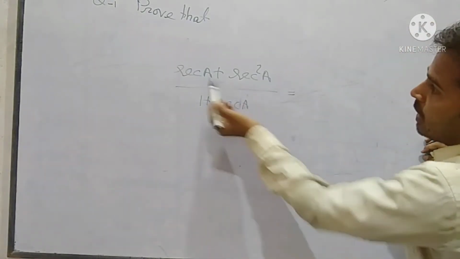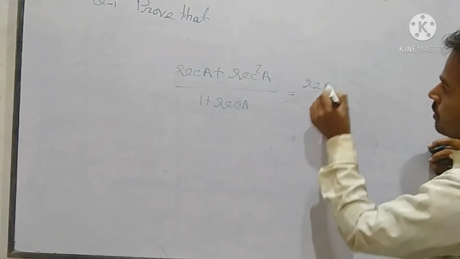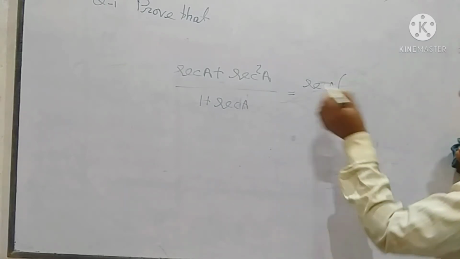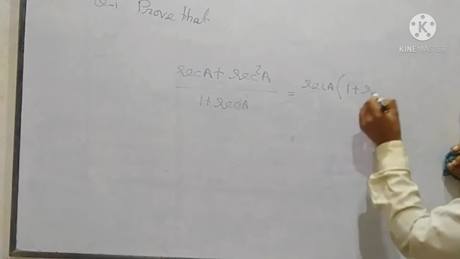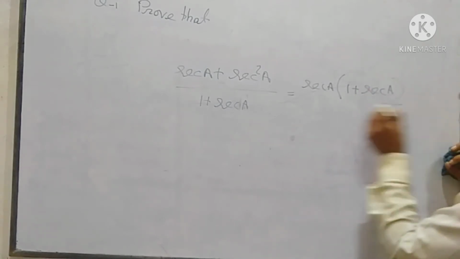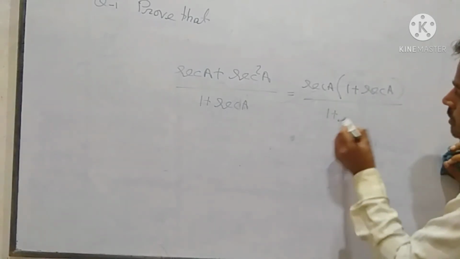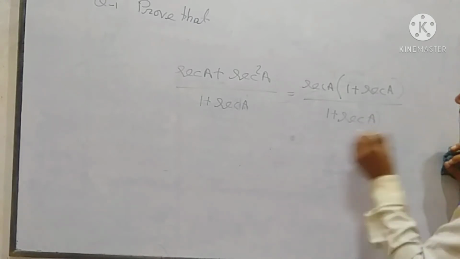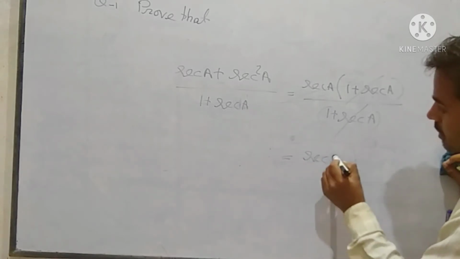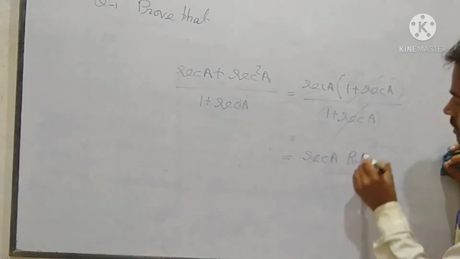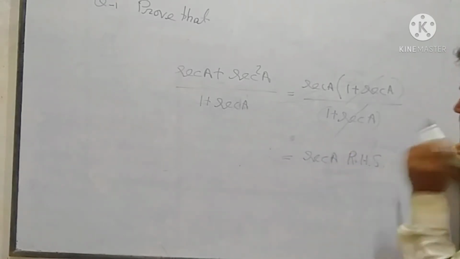So we take common, that is sec A. So this is sec A (1 + sec A) whole divide (1 + sec A). So this cancels out. So sec A is the RHS.